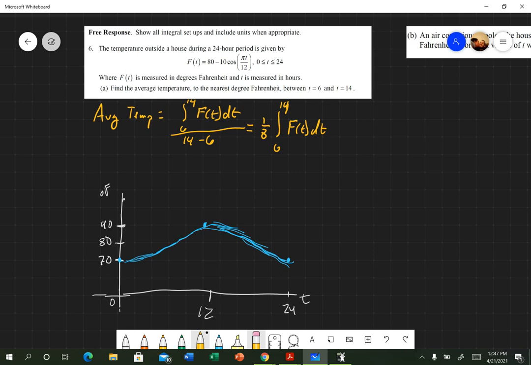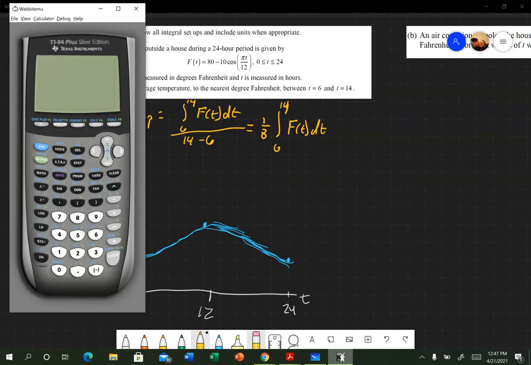Okay? Now, what we want to do at this point is evaluate this integral. They asked us to evaluate this to the nearest degree. So I'm going to pull up my calculator, and I'm going to put this in as a y1 value. For y1, I'm going to put in f of t. I've got 80 minus 10 cosine, and I'm just going to put in an extra parentheses in there. You're not going to screw up the calculator by having those extra parentheses. Pi x divided by 12. I just want to make sure that it does that pi times x divided by 12 first, and then the cosine times 10, and all of that.